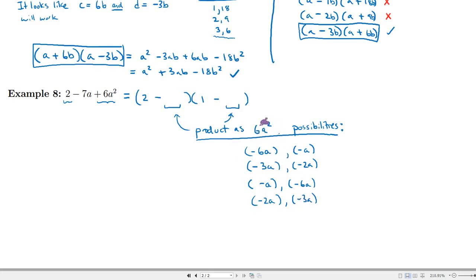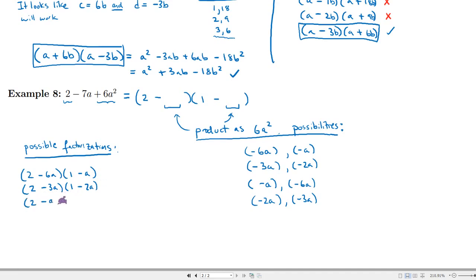So those are the only possibilities, right? Because the factors of 6 are 2 and 3. So the factorization of it is 2 times 3. So the factors would be 1, 2, 3, and 6. Okay, and here are all the possibilities, considering all of these. So we'll have 2 minus 6a, 1 minus a, 2 minus 3a, 1 minus 2a, 2 minus a, 1 minus 6a, and then finally 2 minus 2a, 1 minus 3a.